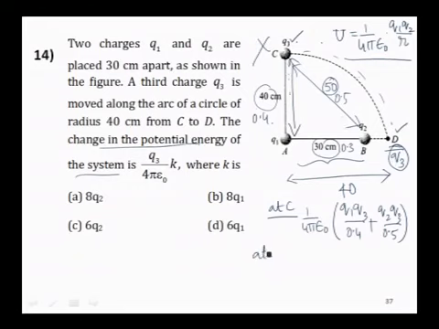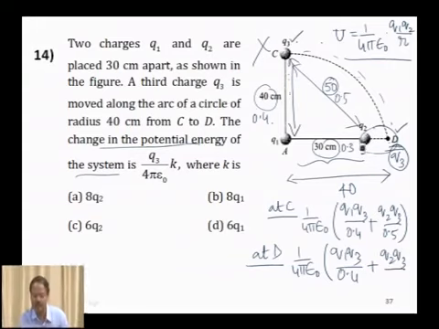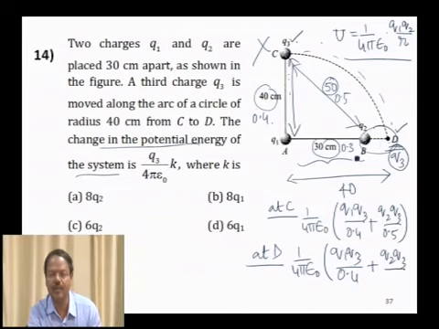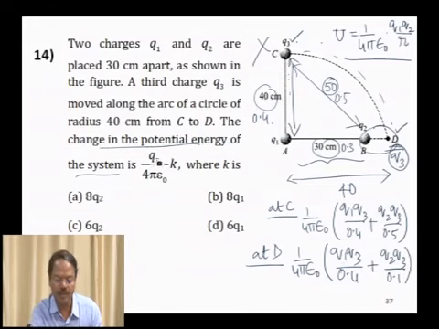So again, when you are at D, 1 over 4 pi epsilon naught, the product of charges, q1 q3 by the distance, which is 0.4, because this is an arc of a circle, so this distance is the same as that distance. Plus for these two charges you have q2 q3, and the distance between them is 40 minus 30, so it is only 10 centimeter, which is 0.1 meter. And you want the change in potential energy, so you have to take a difference. Difference is always taken as final minus initial.